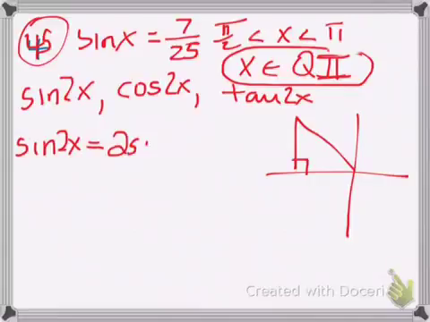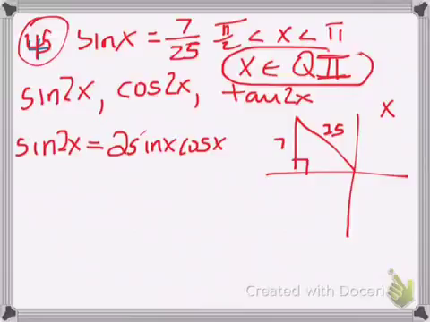Kaylee's face was like, no, that's not it. 2 sine x cosine x. All right, 2 sine x cosine x is what we're working with. I am given the sine of x, so I need to find the cosine of x. X is in quadrant 2, and the sine is 7 over 25.